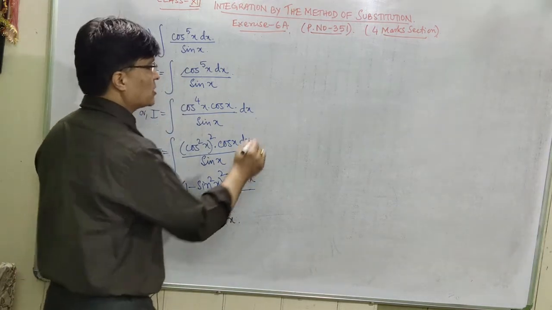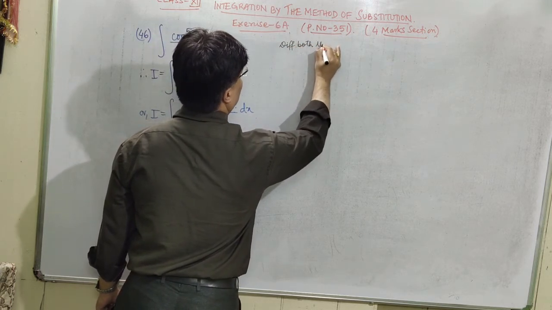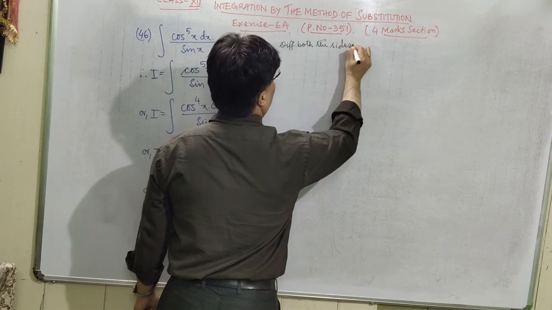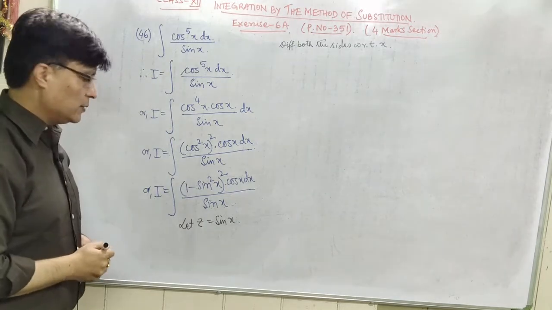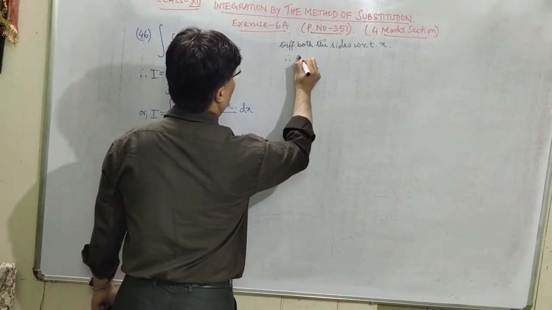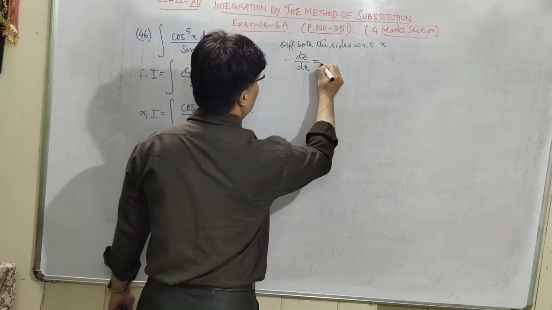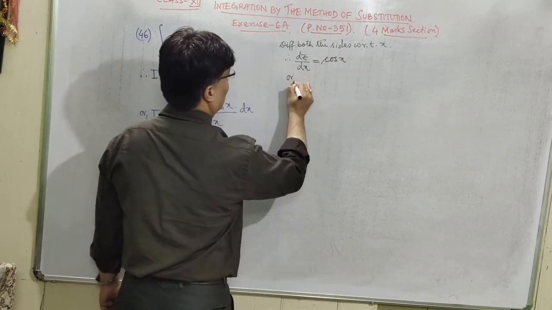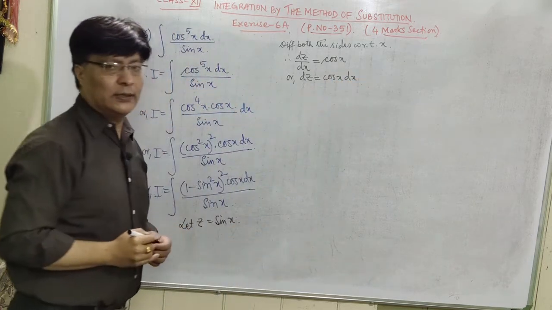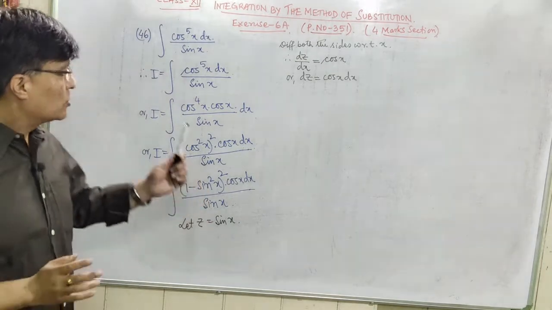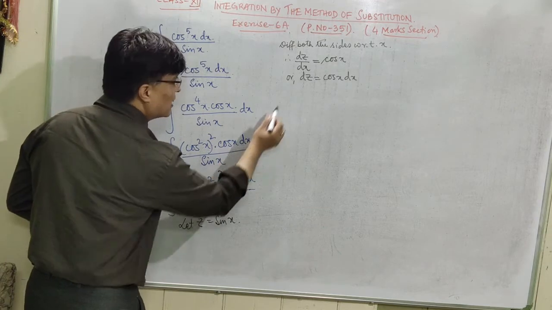So let us differentiate it both the sides with respect to x. So differentiating both the sides with respect to x. Okay? So therefore it is dz by dx. So dz by dx is equal to sin x differentiation, it is cos x. Or now this is dz is equal to cos x dx. So I think you have understood it. So if you cross multiply you will get dz is equal to cos x dx. That is, we are getting the value for cos x dx as dz.